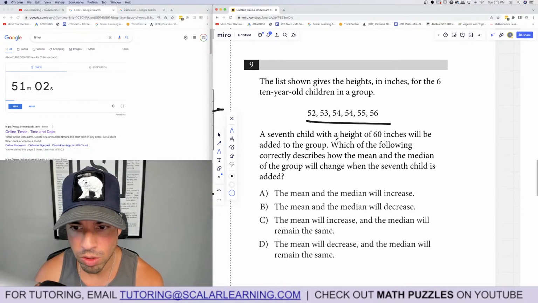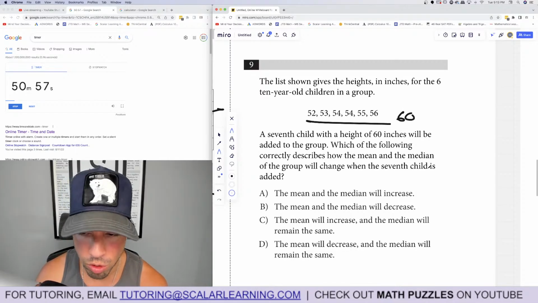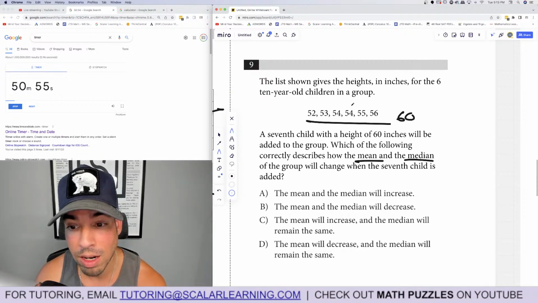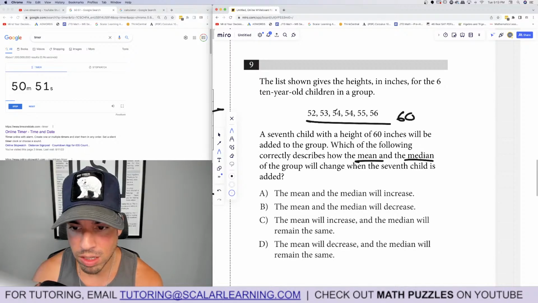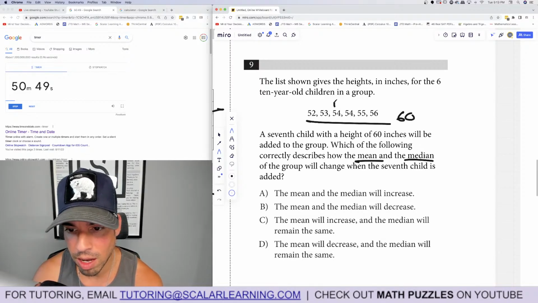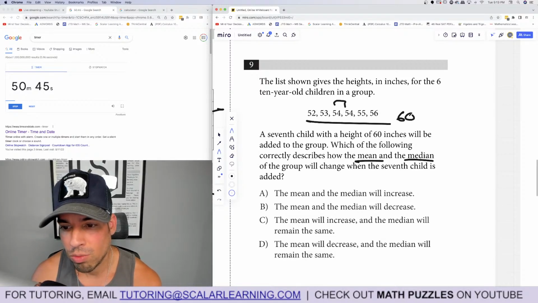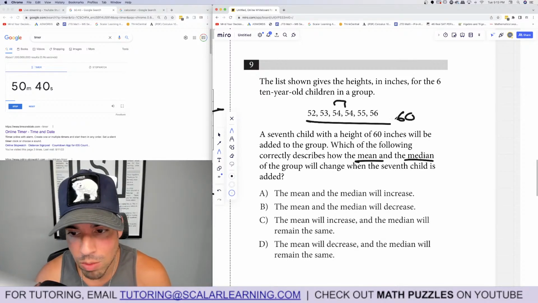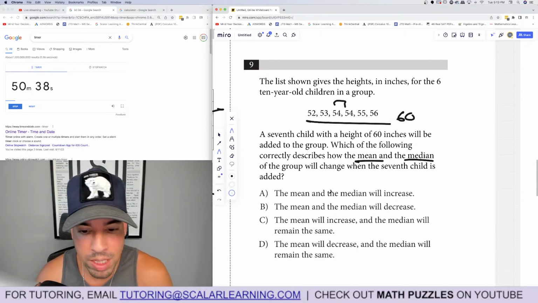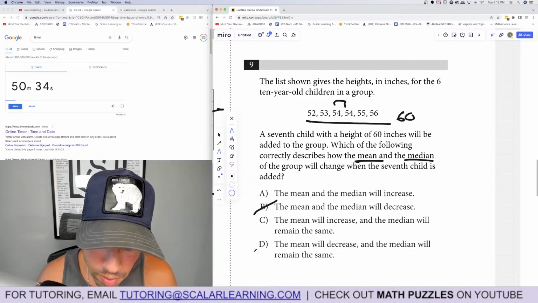Number 9. The list shown gives the heights in inches for 6 10-year-old children. Boom. And it's in order. That's cool. A 7th child with a height of 60 will be added to the group. Okay, so we're talking about mean and median. How did they change? The mean is going to increase. The reason why is because right now, I don't even have to calculate it, but I think the mean is 54, and the median is 54 as well. But the reason why I know the mean will increase is because if you add another value that's bigger than the existing mean, which it has to be because it's the biggest value, the mean's going to go up. So that's out.